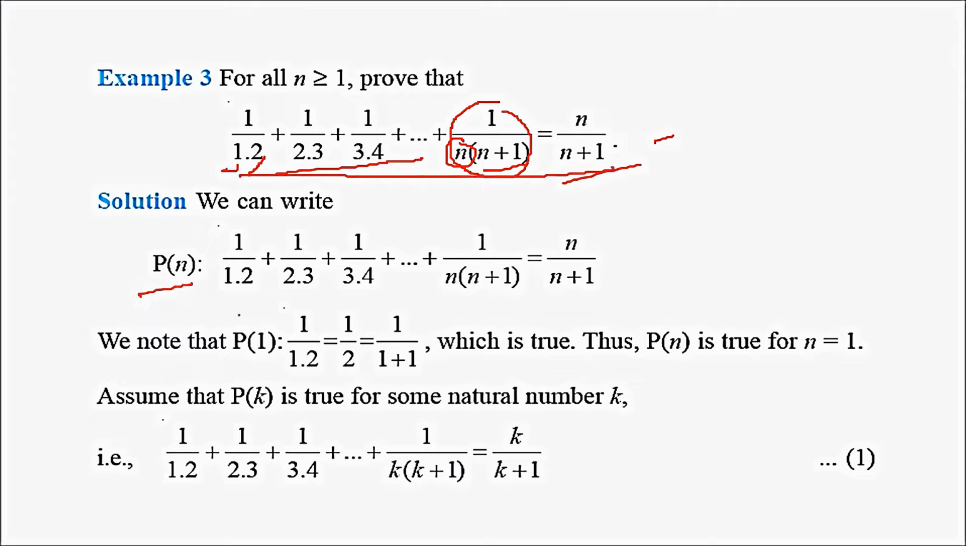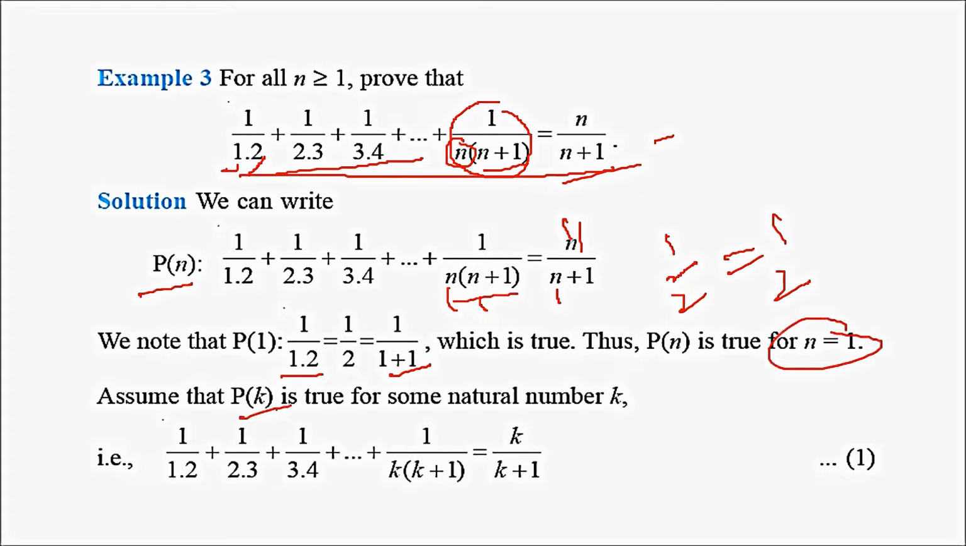What about P1? Place n equal to 1. On the left side this is 1 by 1.2, and on the right side this is 1 by 1 plus 1, that is 2. So both the sides you get half. Half is equal to half. So for n equal to 1, this is true.